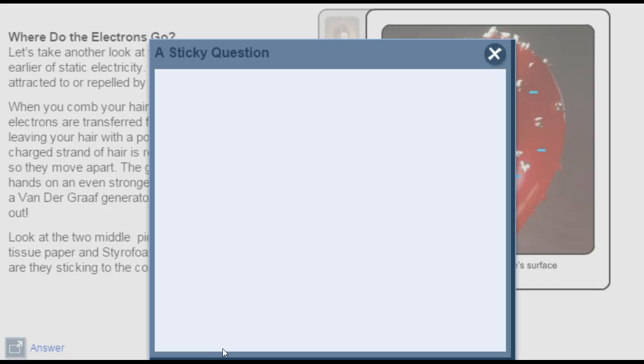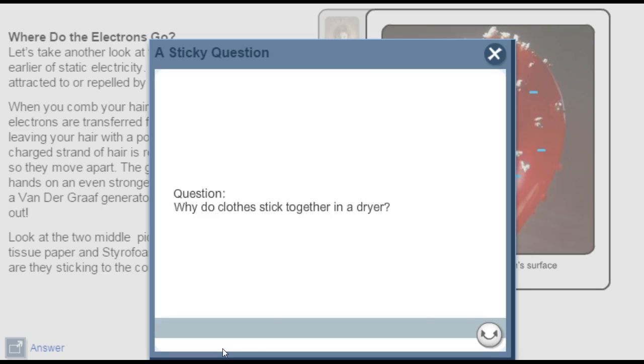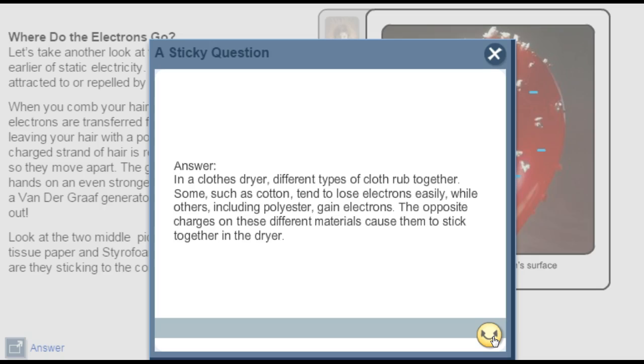Here's a sticky question. Why do clothes stick together in the dryer? It's because in clothes dryers, different types of clothes are rubbing together. Some, such as cotton, tend to lose electrons easily, while others, including polyester, gain electrons. The opposite charges on these different materials cause them to stick together in the dryer.